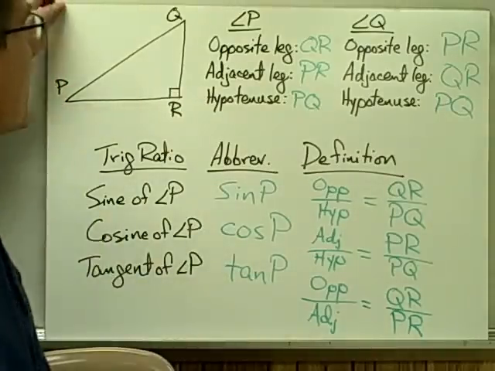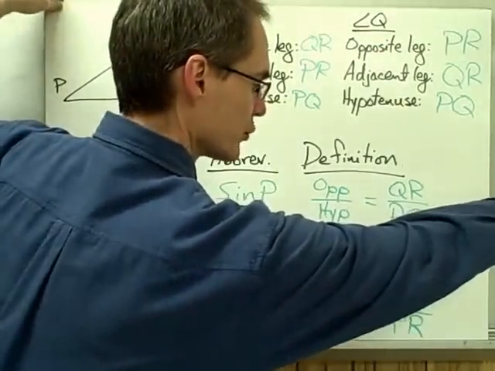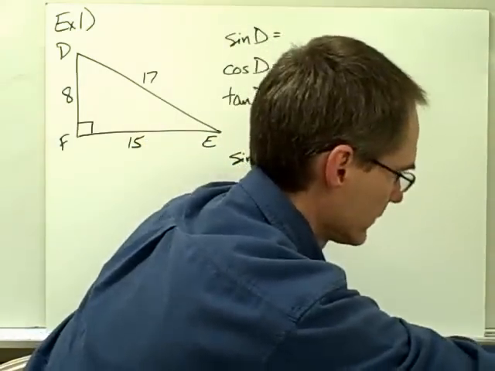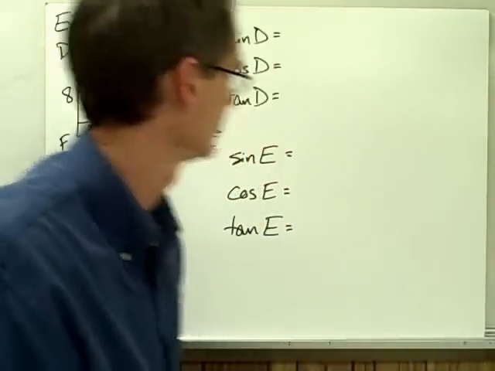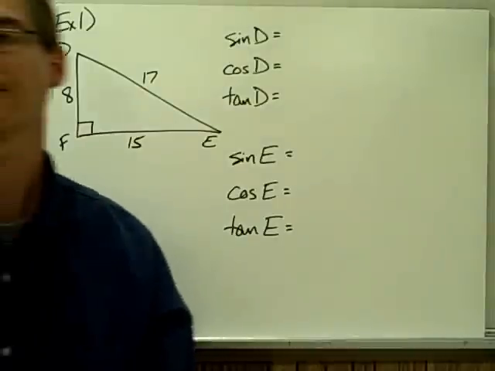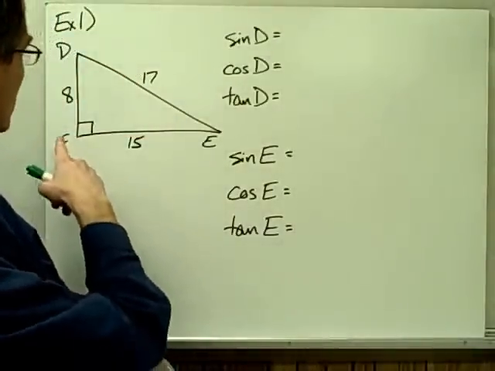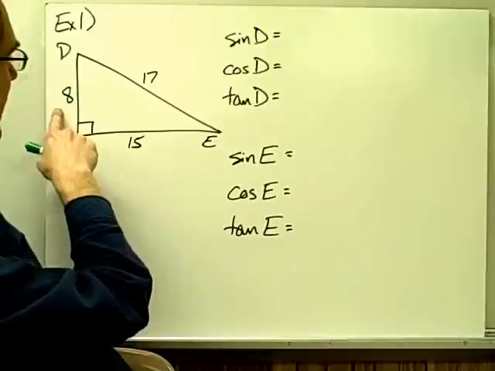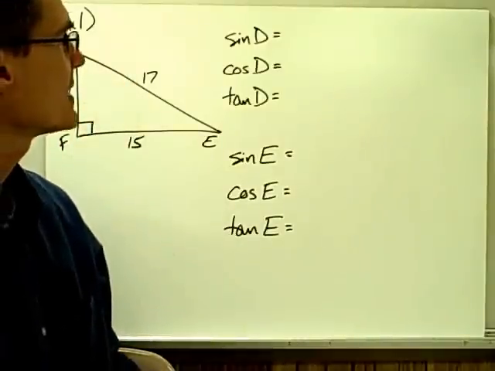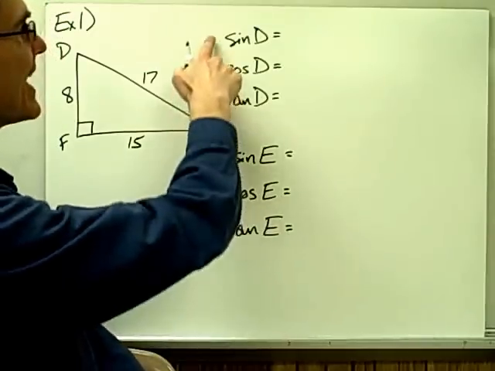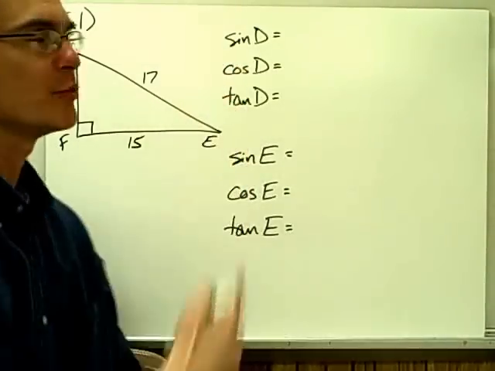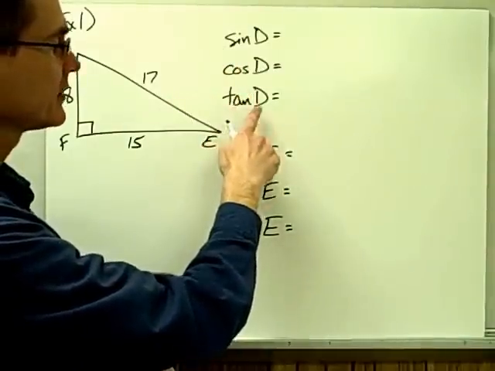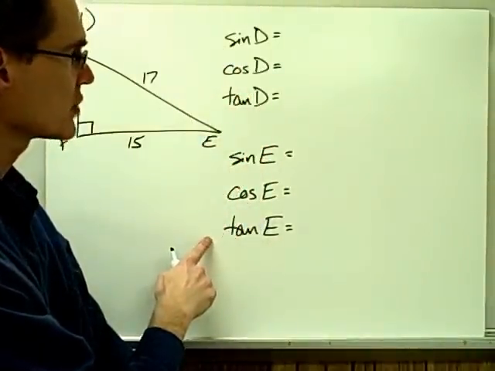All right, let's take a look at a few examples using the trig ratios. Okay, example number one. I have a right triangle here, triangle DEF, and the lengths of the sides of the right triangle are 8, 15, and 17, and I would like to calculate the actual numerical value for sine, cosine, and tangent of angle D, and sine, cosine, and tangent of angle E.